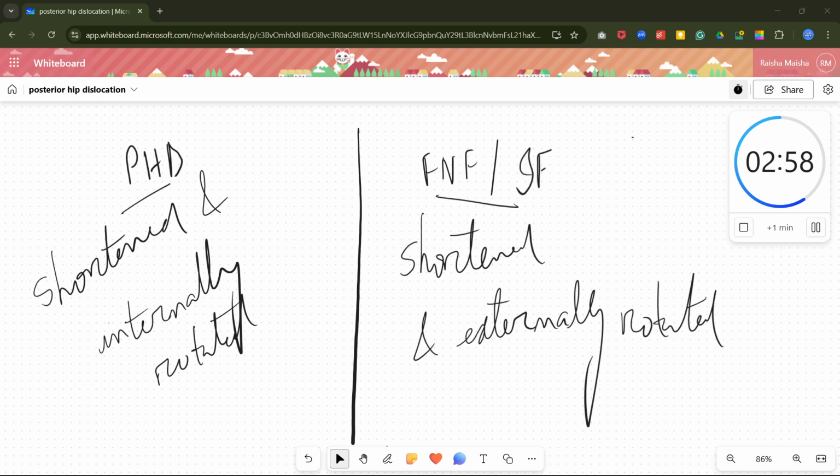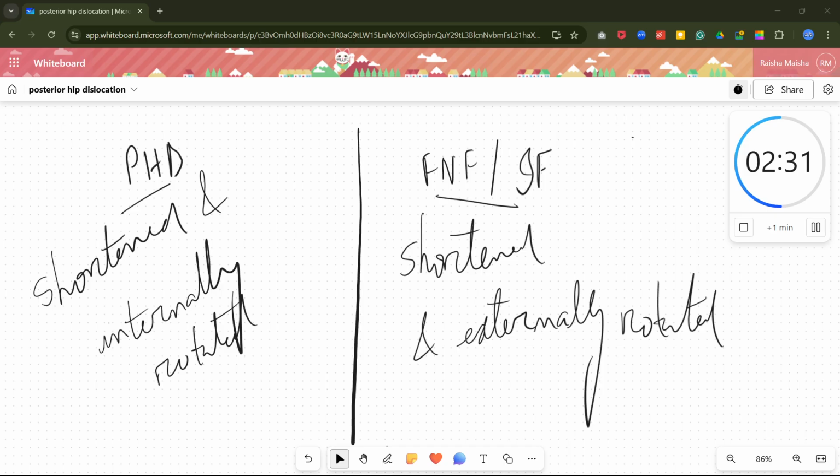This shortening and external rotation is due to contraction of the psoas and iliacus muscles without normal acetabular counter force. But in posterior hip dislocation, there may be shortening and internal rotation. There may be other features too.